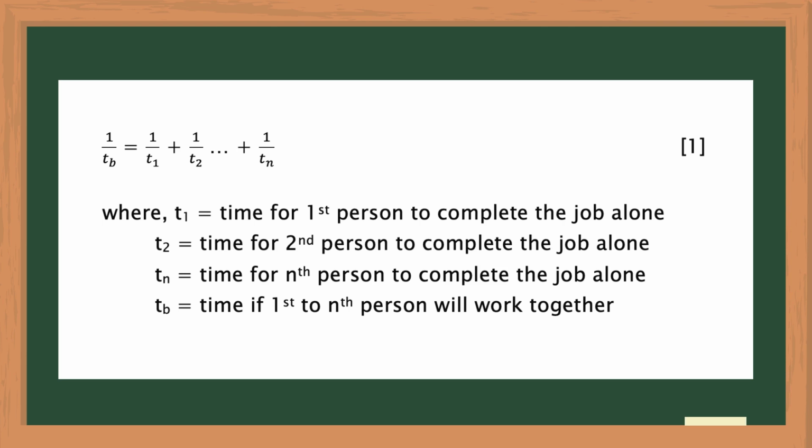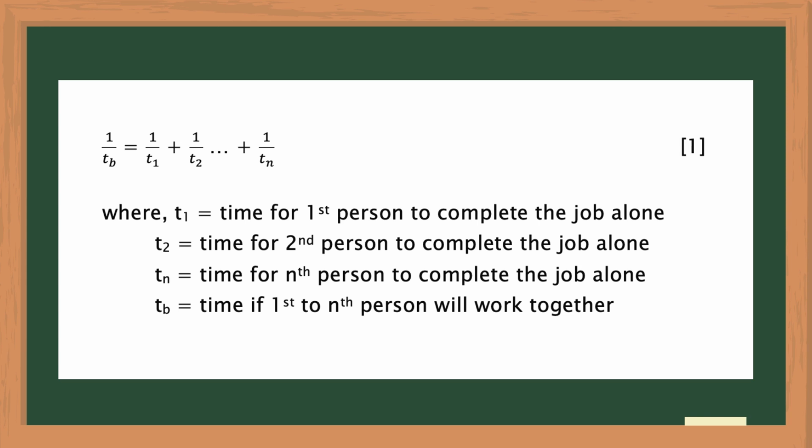But first, we will discuss the general equation involving work-related problems. Most references will give you this general formula: 1 over t sub b is equal to 1 over t sub 1 plus 1 over t sub 2 up to 1 over t sub n, where t sub 1 is equal to time for first person to complete the job alone, t sub 2 is equal to time for second person to complete the job alone, t sub n is equal to time for nth person to complete the job alone, and t sub b is equal to time if first to nth person will work together.